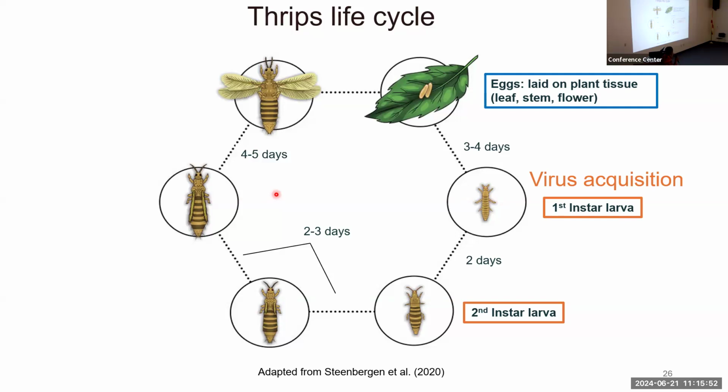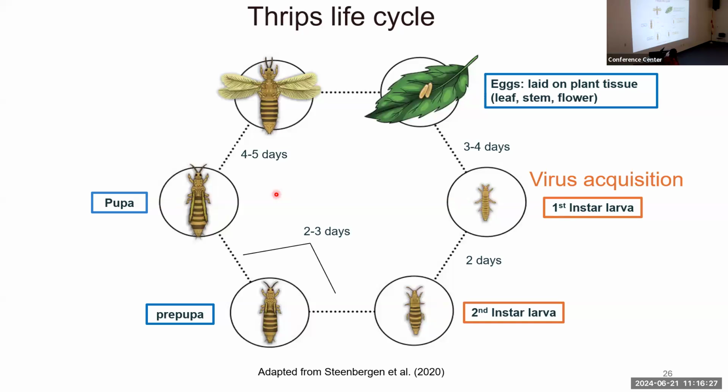And this first instar larva can acquire the virus after feeding on an already infected plant. It can take 2 days for the first instar larva to transition to the second instar larva, which can also acquire the virus after feeding on an already infected plant. It also takes 2 to 3 days for the second instar larva to transition to the pupa stage. The pupal stages don't actually acquire the virus, even if they feed on an already infected plant.